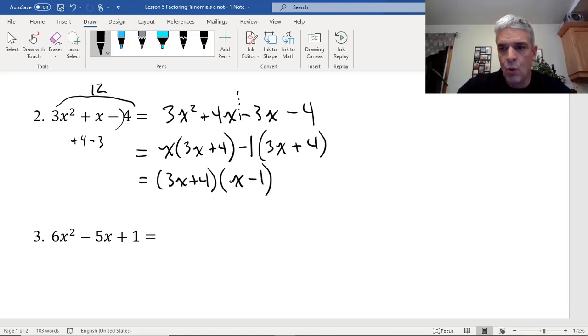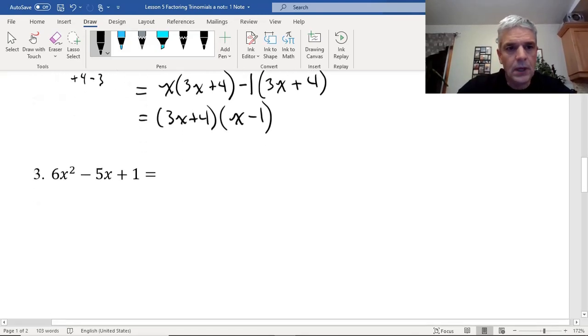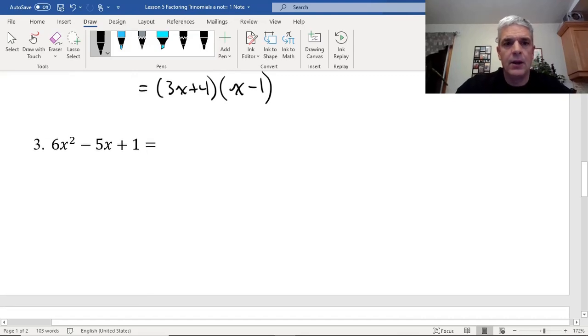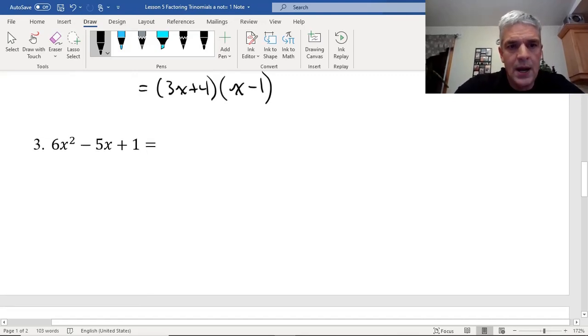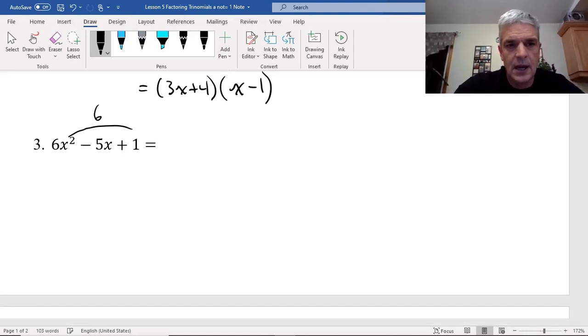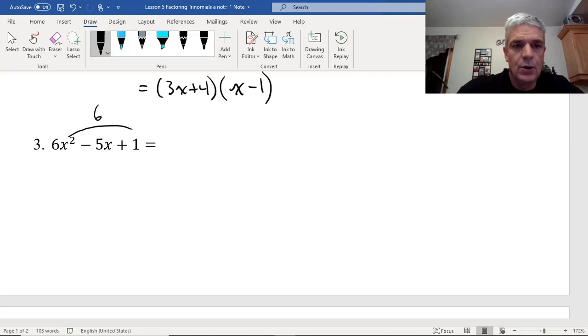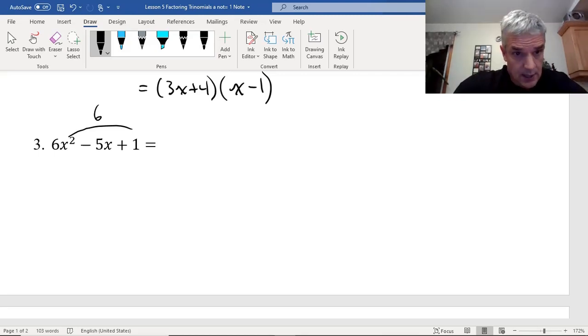Okay, let's do one more example. This time, what I've got here is a +1 and 6. So when I bring those two together, I get 6 times 1 is 6. And I'm looking for factors of 6 that add to 5. And I know this is negative, but when I have a positive here, I'm still looking for adding. The difference is now both of these are going to be minuses. So both are going to be negative when I do my final answer.